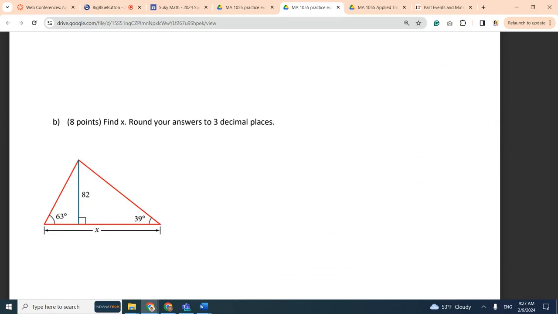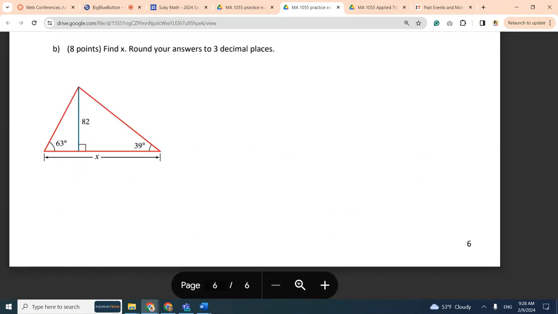And this is also similar. But here, this triangle is not a right triangle. But you can put a line there, so you get 2 right triangles. Then your x is going to be this part plus this part. Is that okay? So that is your practice exam. Okay, so do the practice exam, and next week, questions.